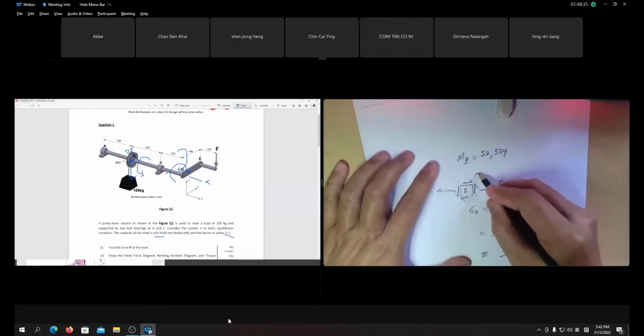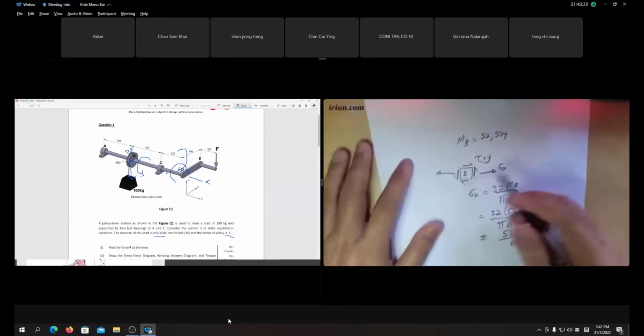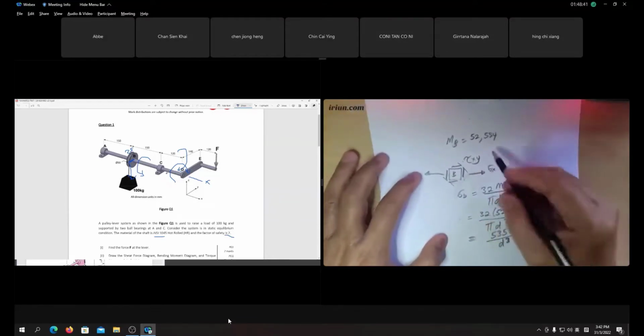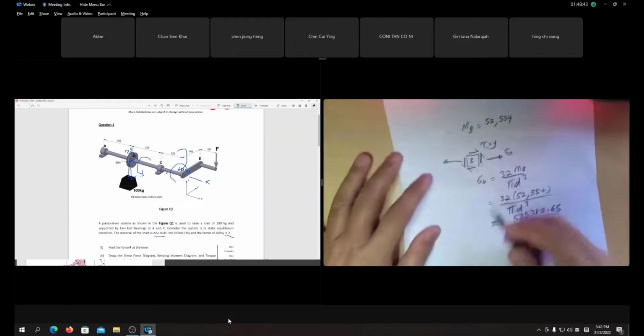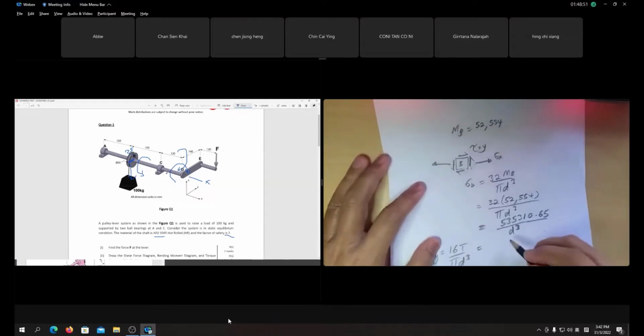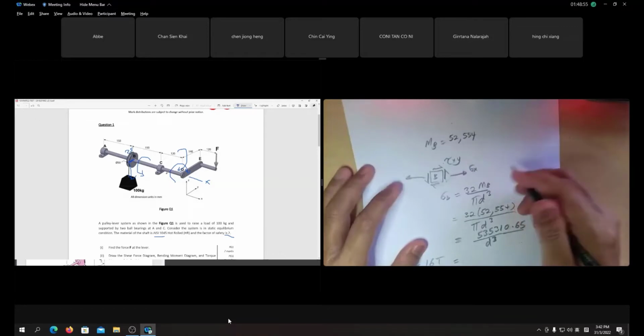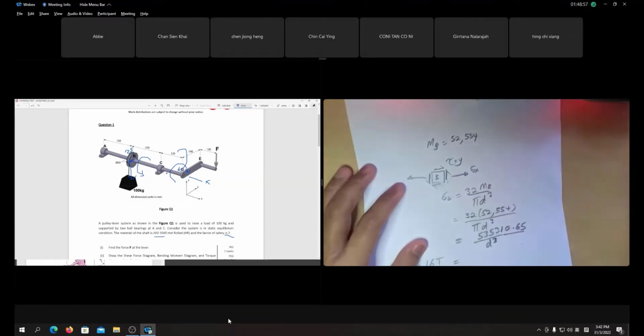So we consider tau XY, tau XZ is also possible, tau XY is fine. Sigma X, tau XY. What is tau XY? The torsional stress is 16 T over pi d cubed. So what is the value of our torque just now? Force times 140. What is the value of torque?